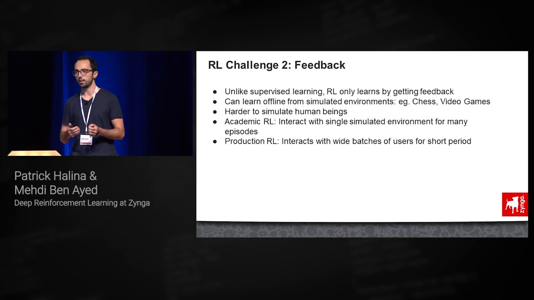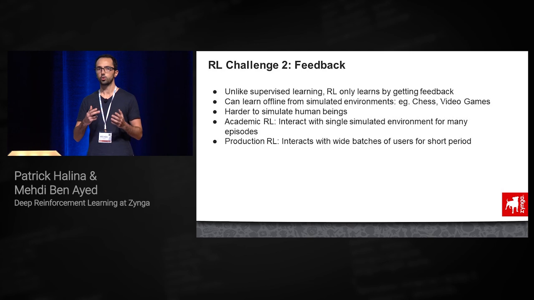The second challenge is in relation to the feedback. Unlike supervised learning, the feedback that the agent gets from the environment is very important. Without it, there is no learning. The agent needs to take actions and see what reward it gets to learn which are the good actions and which are the bad actions.